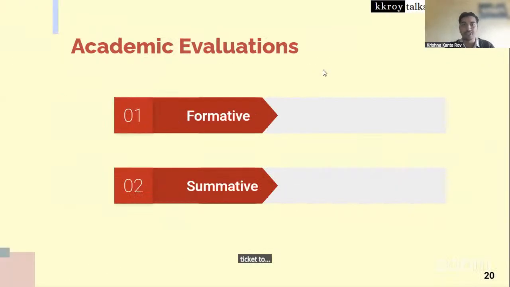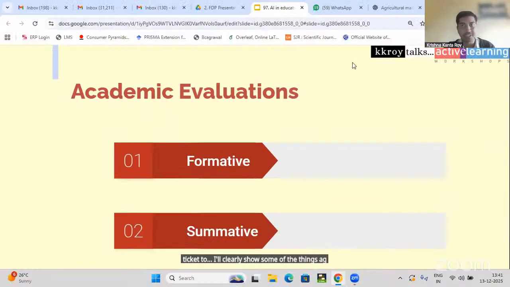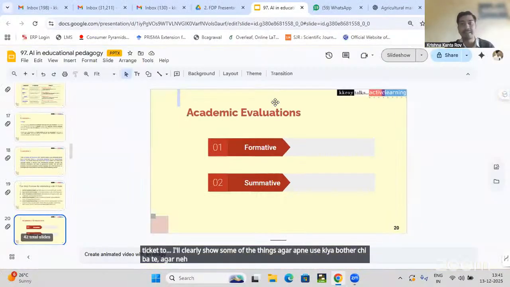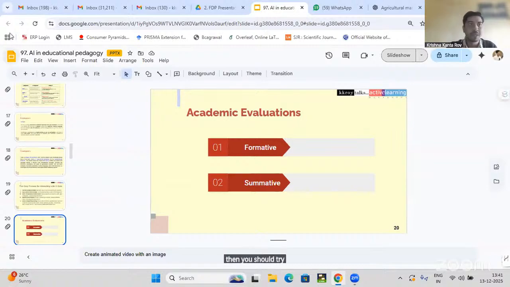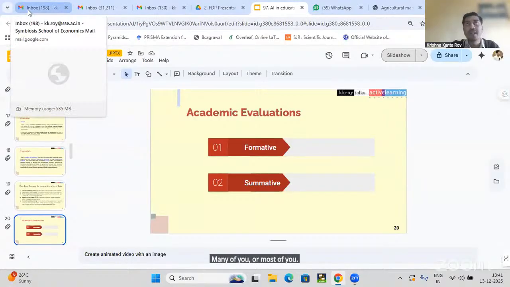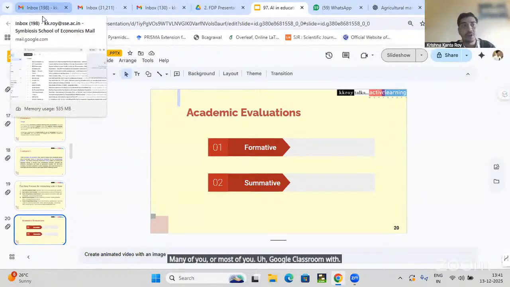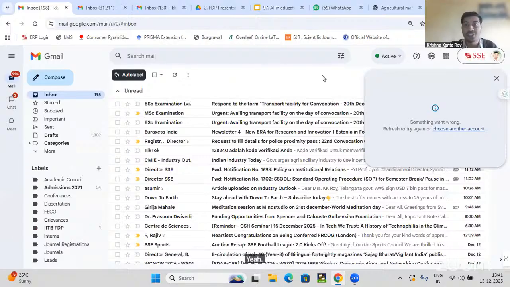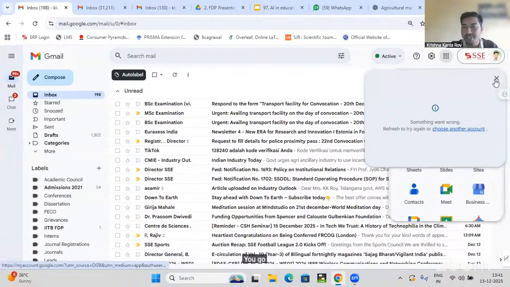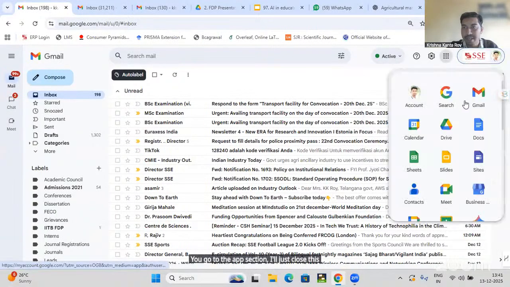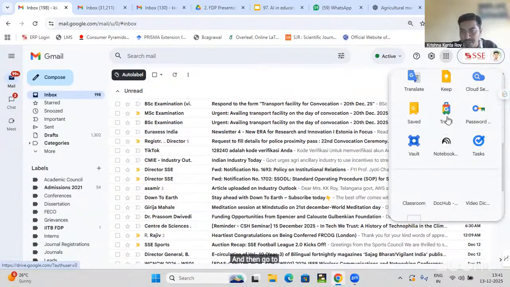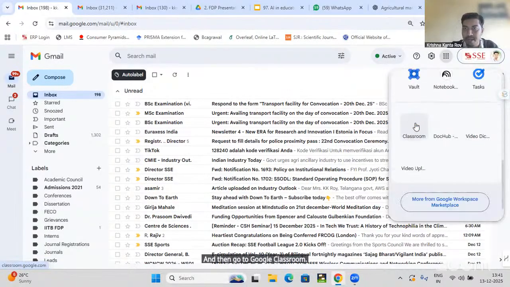I clearly show some of the things. अगर आपने यूज किया है बहुत अच्छी बात है, अगर नहीं किया है then you should try this what I am going to display. आप लोगों ने गूगल क्लासरूम यूज किया होगा, many of you and most of you, है ना? गूगल क्लासरूम with a university email ID, not Gmail ID. तो अगर आप जाएंगे, so university email ID, if you just go through this, you go to the app section. I'll just close this app section and then go to Google Classroom. कहाँ रहेगा? नीचे. This is Google Classroom.